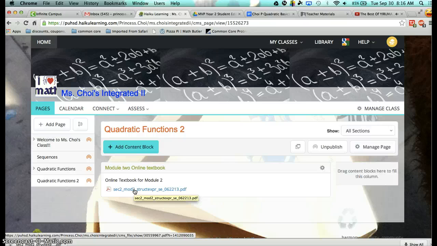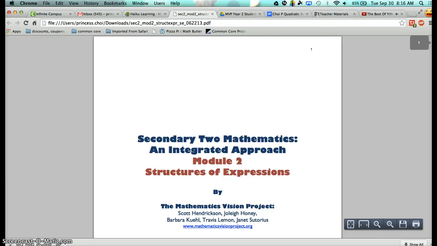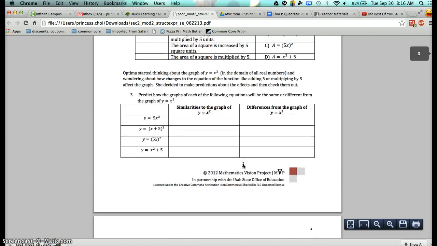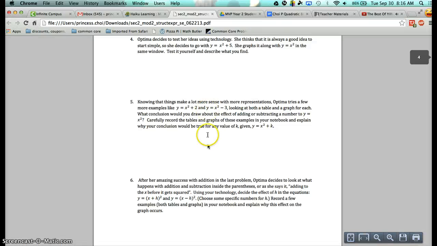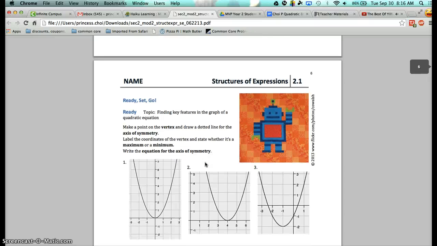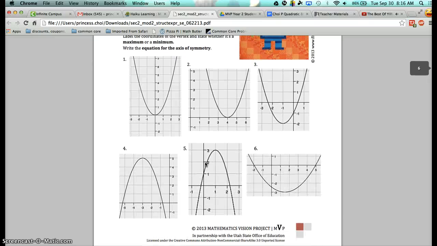But our first test is going to be when? Next Friday, okay? So make sure you click on it, and you should have the textbook like this over here. And then I want you to go down to the page where we worked on things together, and that was page number 6. Remember all of this? You have to finish this for homework, questions number 1 through 6.